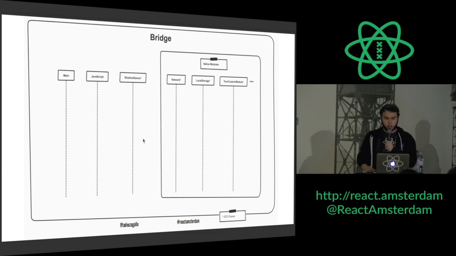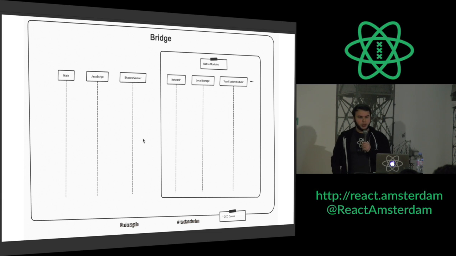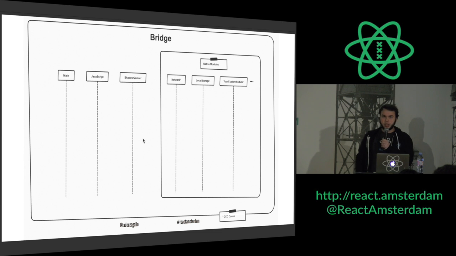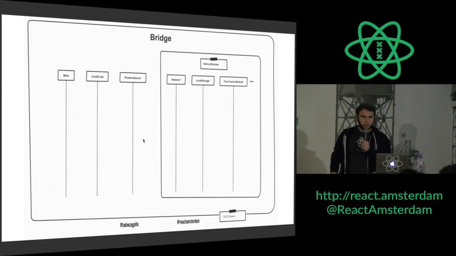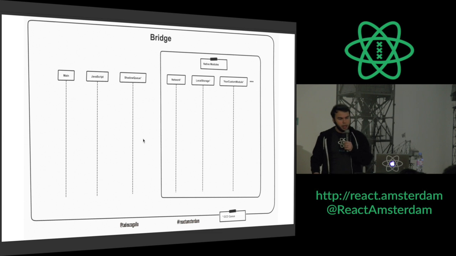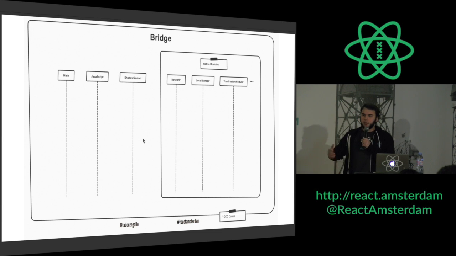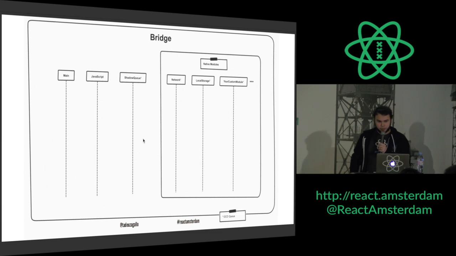We also have the shadow queue. That's where the layout happens. We call it the shadow queue because it only knows about the shadow nodes, which are data structures that only have information about layout.